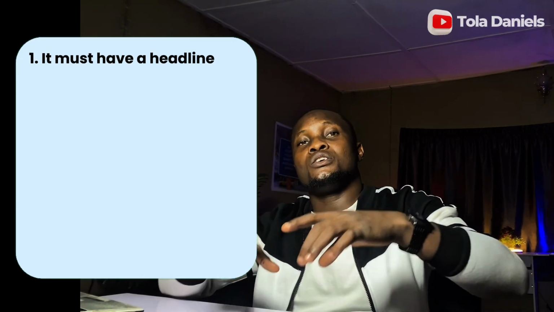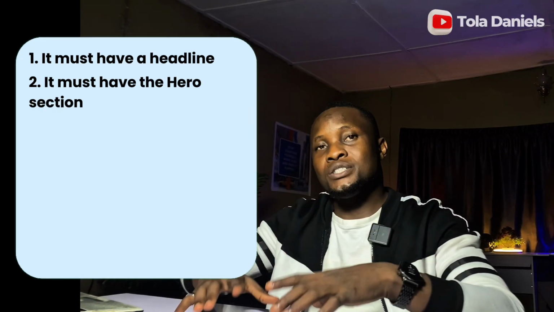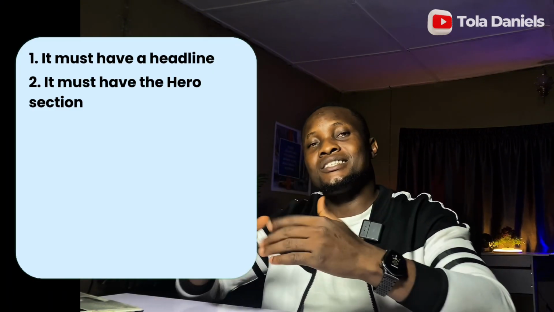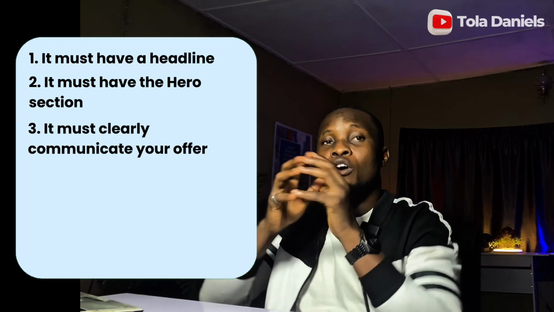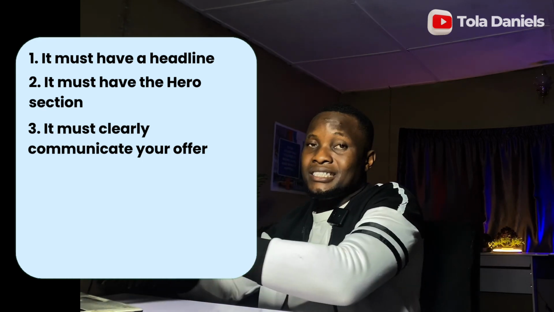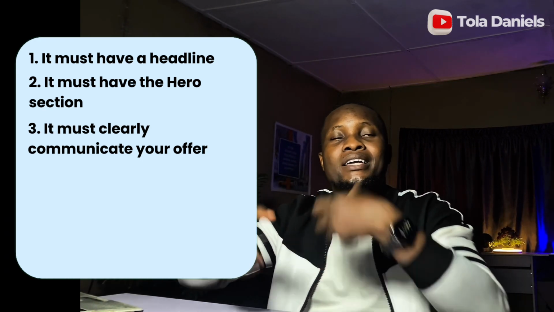The next thing is your landing page must have the hero section. You should have an image or short video that communicates and connects to the people. Then the next thing is you must clearly communicate your offer and the benefits of the offer. You can use bullet points, just like I did in mine, to list out the benefits that they will gain by getting your offer.